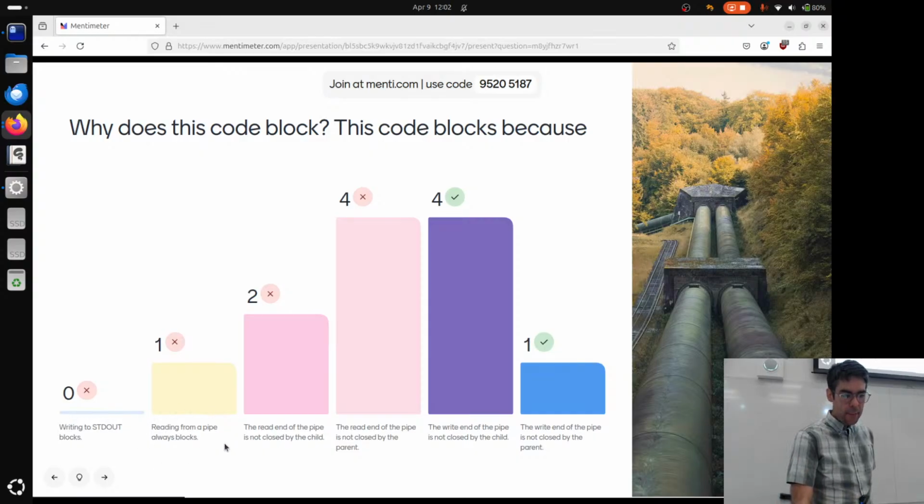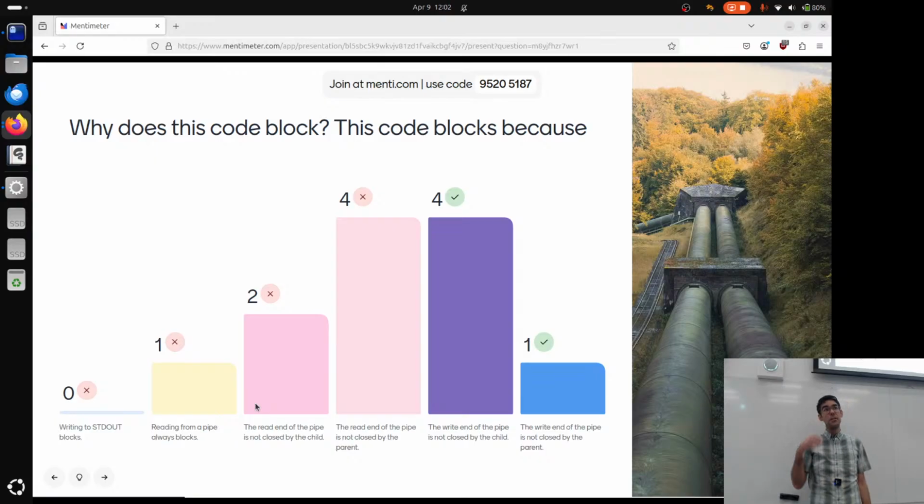Reading from a pipe doesn't always block. It can block, but it doesn't always block. Sometimes a pipe will just have data in it. The writer will have enqueued data for there to be data to be read from the pipe. The read end of the pipe is not closed by the child and the parent.